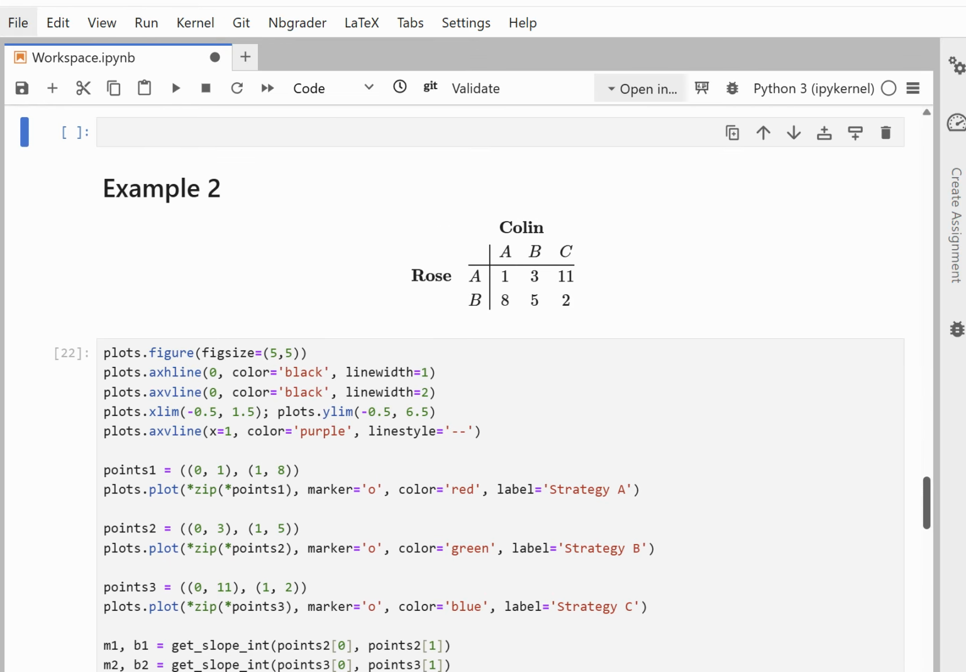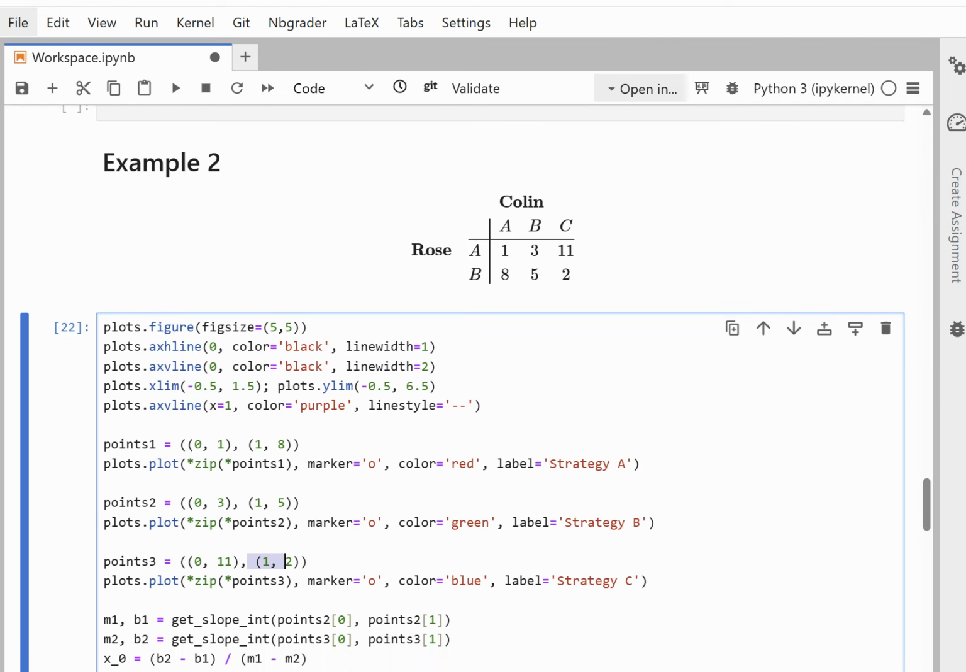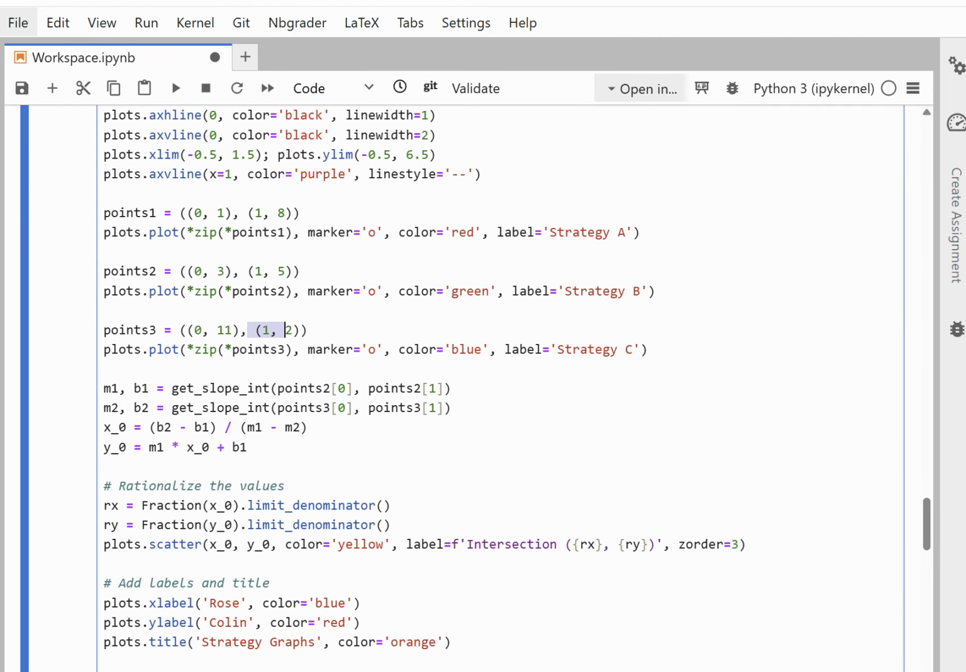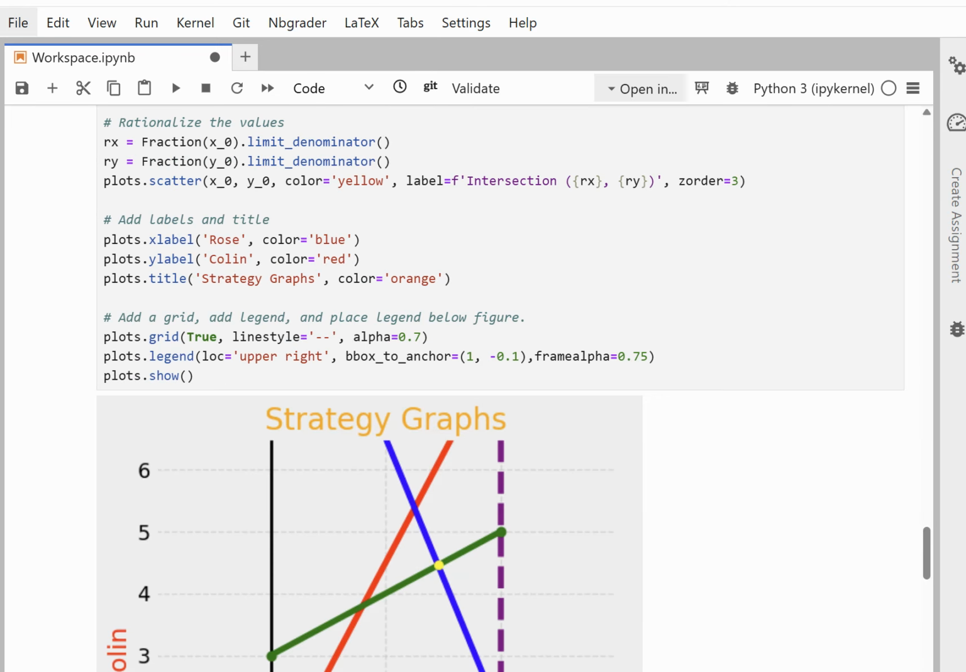So another example, rows 1, 3, and 11, 8, 5, 2. Notice that the 1, the 3, and the 11 are row A. The 8, the 5, and the 2 are row B. And notice that we're intersecting strategies 2 and 3. Why? Well, I'm not going to do all of the work. I'm going to do it all at once.